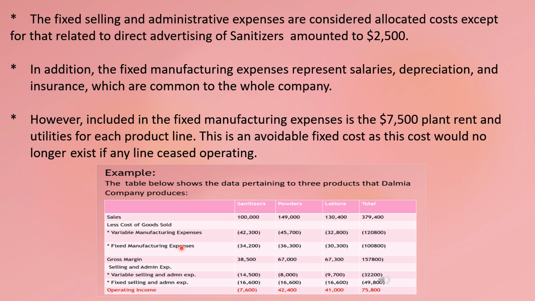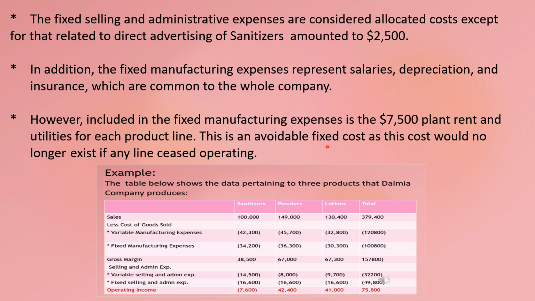They're talking about the fixed manufacturing expenses, which are common to the whole company, so it will not make any difference. However, included in the fixed manufacturing expenses is the $7,500 plant rent and utilities for each product line. What does this mean? This means that in case you drop sanitizers, this 7,500 will not be incurred, but the rest of the cost will continue to be incurred. They are irrelevant to the decision.